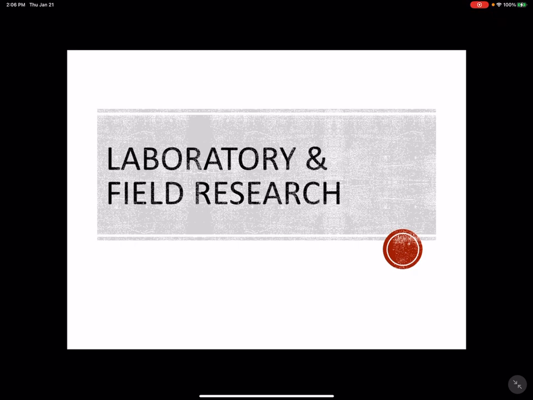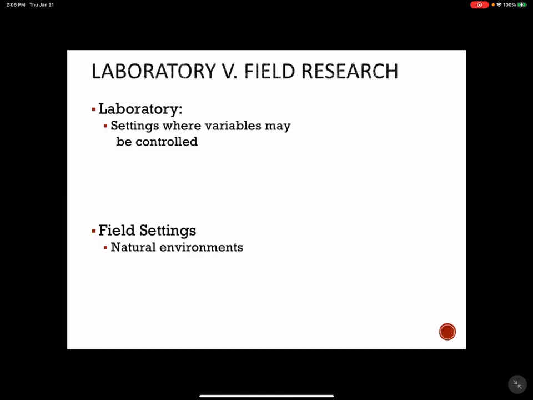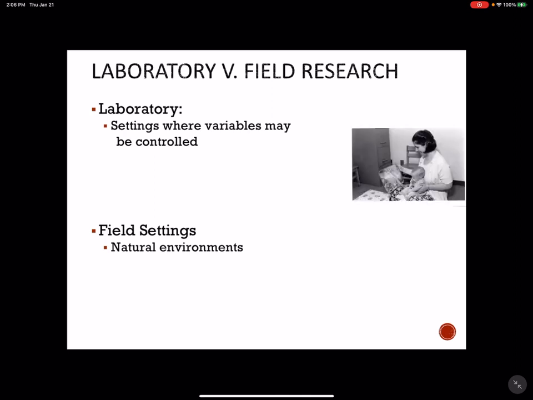So we've just got one more slide to go through. And remember, I said at the beginning that a lot of students get confused. They think that correlational or experimental depends on where it's done. It has no effect. And I want to show you this. Laboratories, where the study is done, are just settings where variables may be controlled. And here's a picture of, at UC Davis, we used to have an infant development lab. So there's a picture of someone in that lab conducting an experiment with an infant.